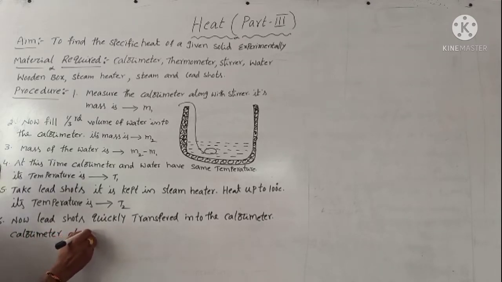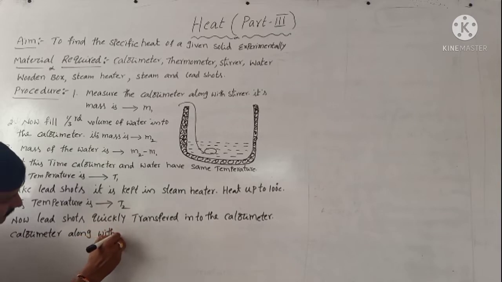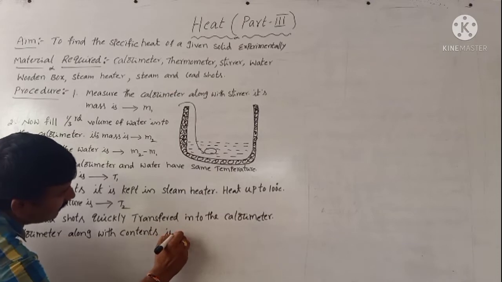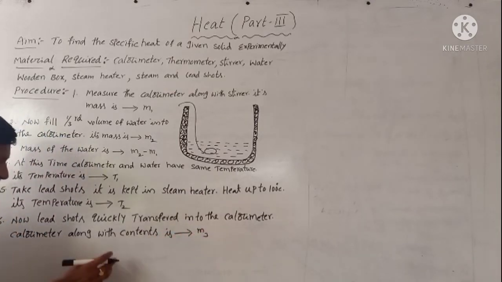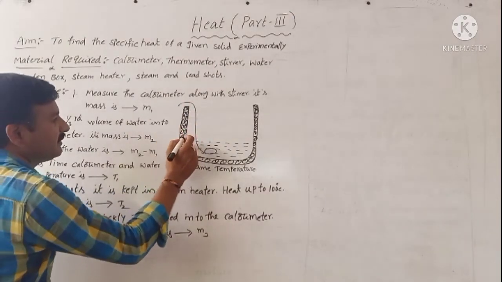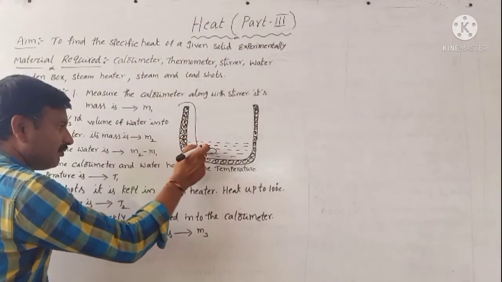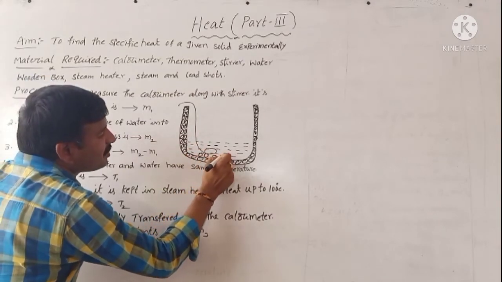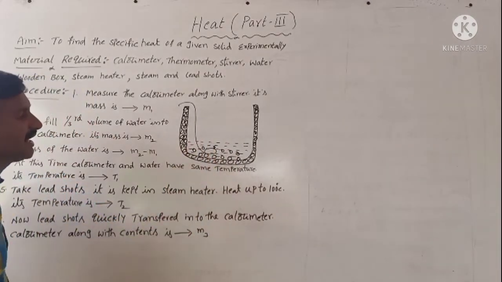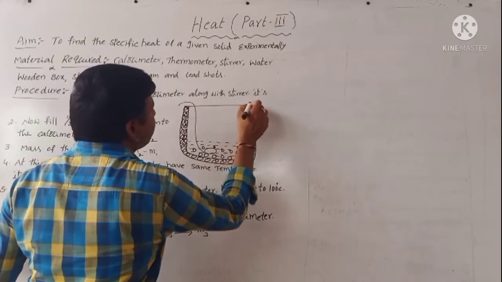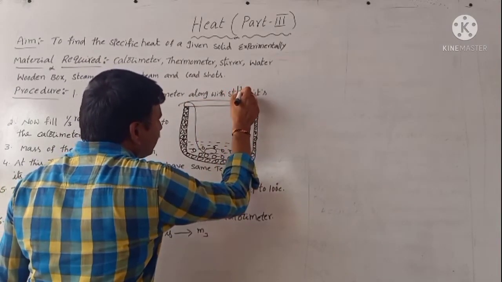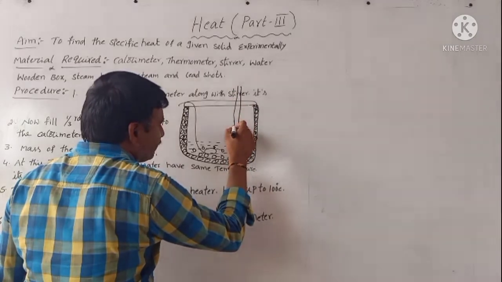The mass of the calorimeter along with contents is m3. What does calorimeter along with contents mean? Here we have the calorimeter, water, and the lead shots filled in. Here the small black circles are the lead shots. There is no heat transfer to the surroundings. So here, draw the thermometer.